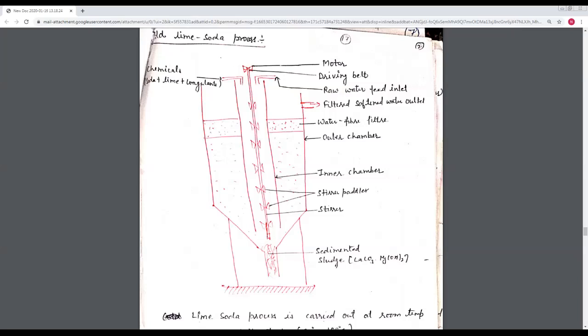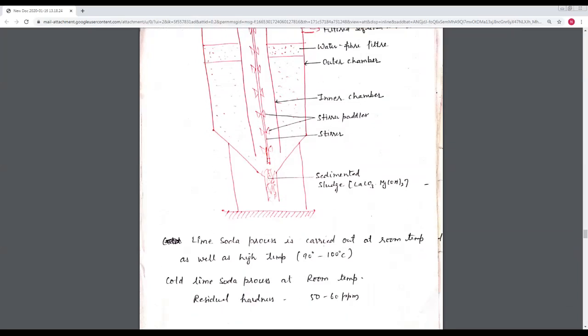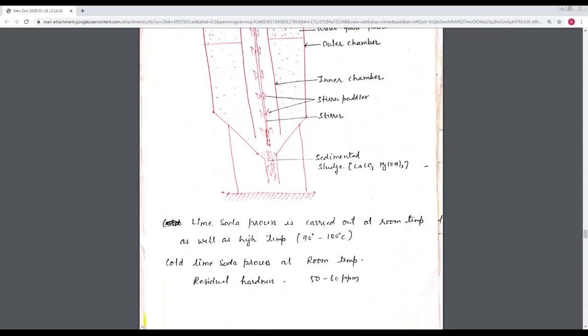So this is the process by which the cold soda lime apparatus works. This is called the cold soda lime method. After the completion of the cold soda lime method, there is a residual hardness of 50 to 60 ppm.